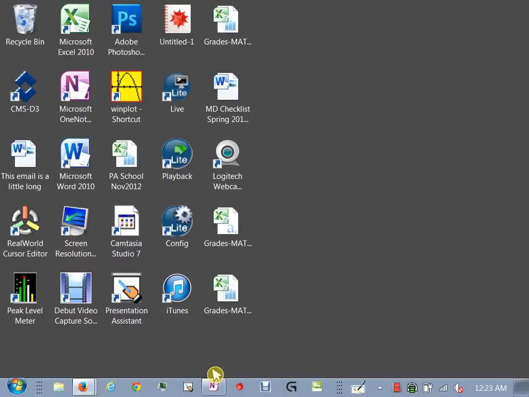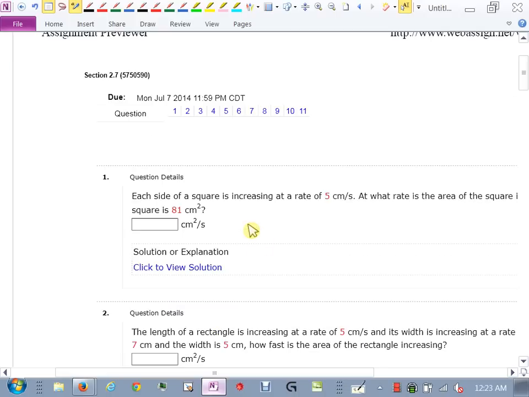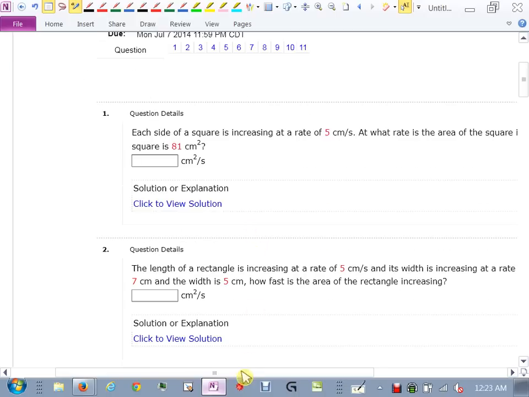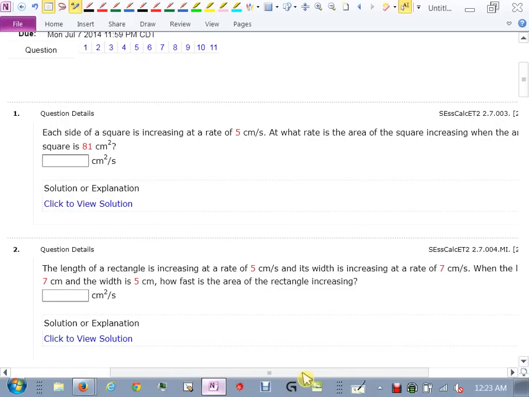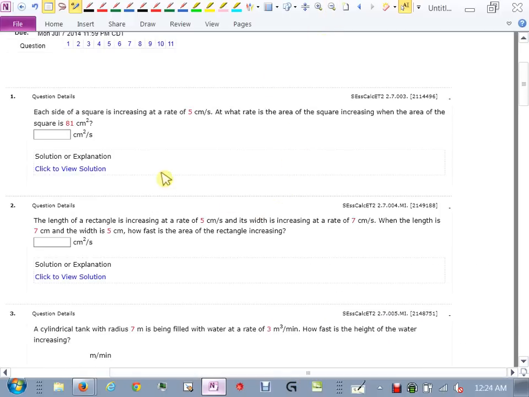Okay, we're going to go ahead and start off with this 2.7 homework. This is one of the more challenging sections of the entire class, so let's see how this works out.